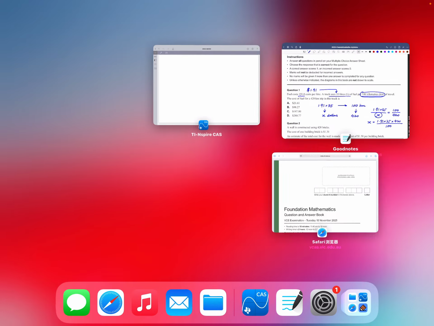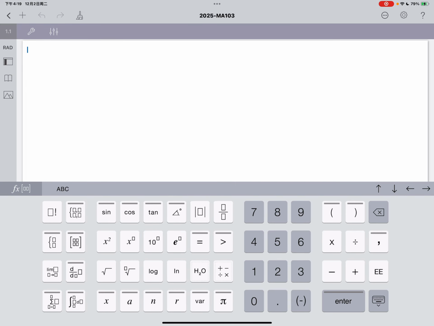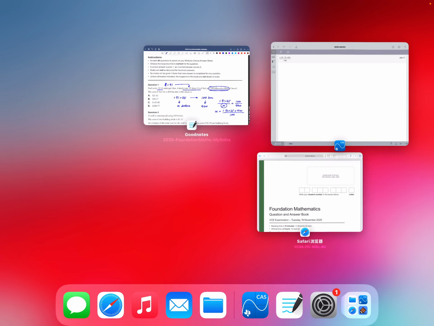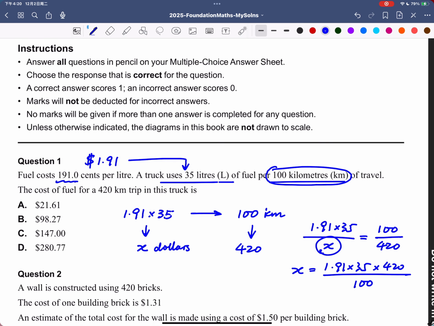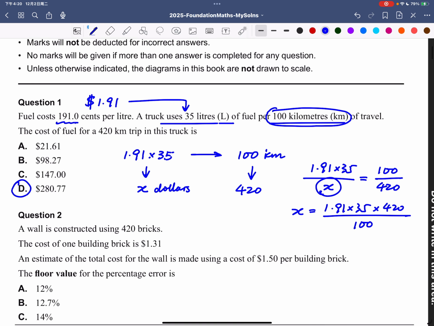And then I can use my scientific calculator. Even though I've only got a CAS calculator here, I'm not going to use some advanced functionalities. 1.91 times 35 times 420 divided by 100. So I'm going to get a decimal answer, which is $280.77. So option D.